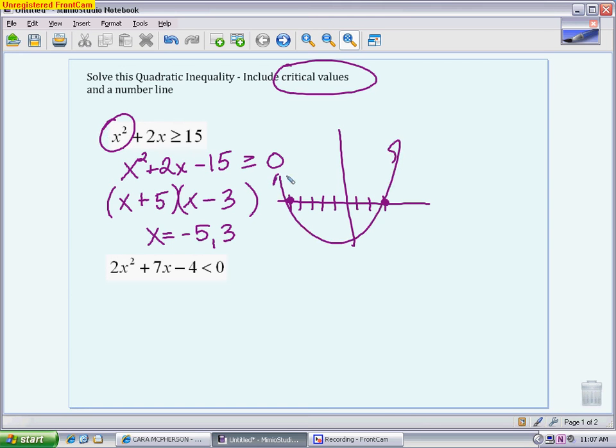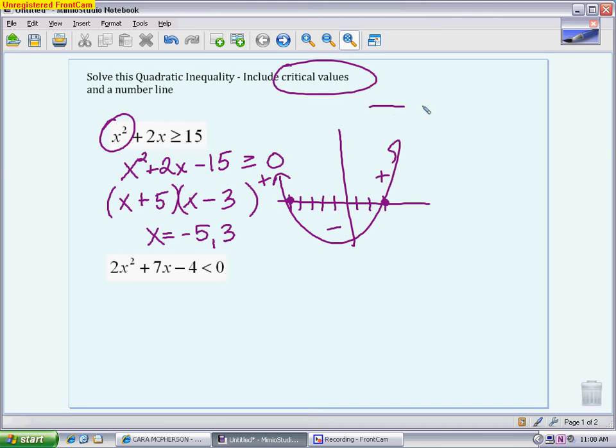Now, I'm not being very specific at all. I am really just getting a general shape. I didn't even take the time to find the vertex. The vertex in this particular problem is not important. What's important is that I understand that when I look at my parabola, it goes from above the x-axis to below the x-axis to above the x-axis.